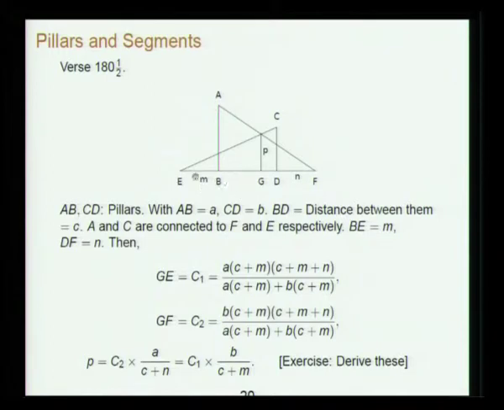So BE, suppose BE is equal to M, this segment is M. So then GE is C1, you get this, they are nice results, and GF is equal to C2 is B into C plus M into this, and P, this perpendicular, is C2 into A by C plus 1. There are some good symmetries in this, that is what is very interesting. So this can be kindly derived, okay, using similar triangles.